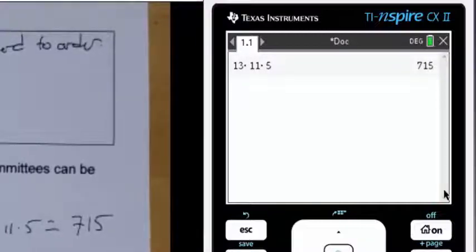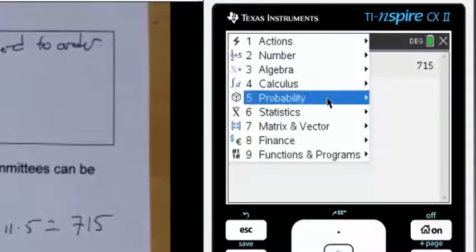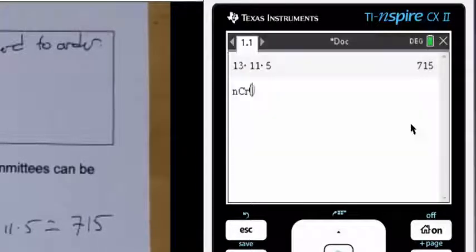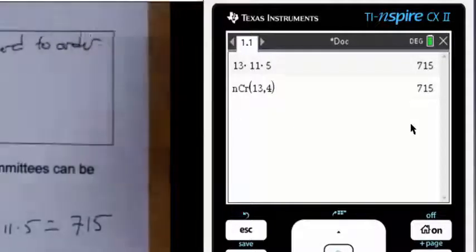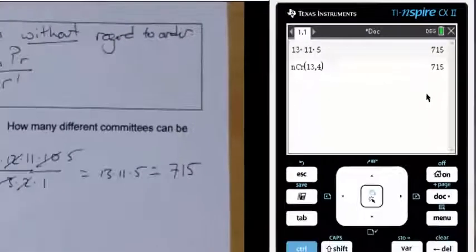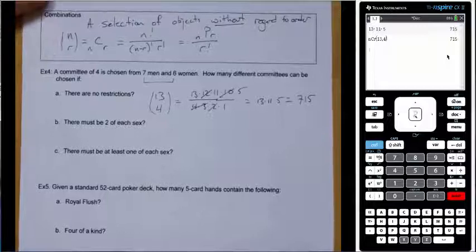You could check that on your calculator. On an Inspire, that's in Menu, Probability, Combinations, and we'll do 13, comma 4, and what do you know? 715. Okay. What if we make some restrictions?